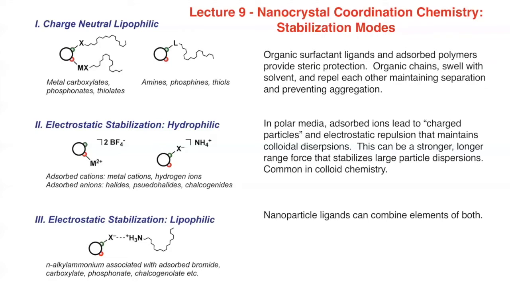And then the last one is another class where the ions that are adsorbing are actually lipophilic. So, you can have a long aliphatic chain with a counterion at one of its tails, and that counterion could be electrostatically attracted to a particle with a net charge, overall giving you a charge neutral complex. All of these structures are meant to be charge neutral.